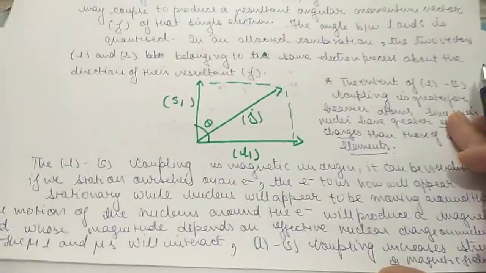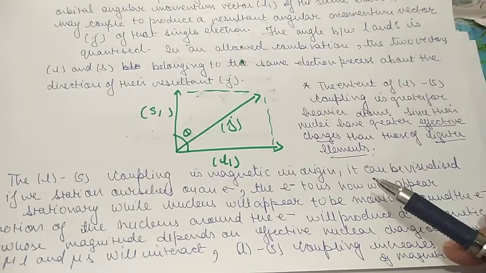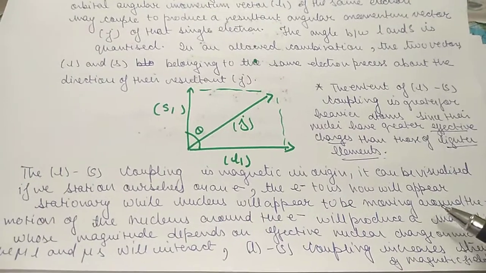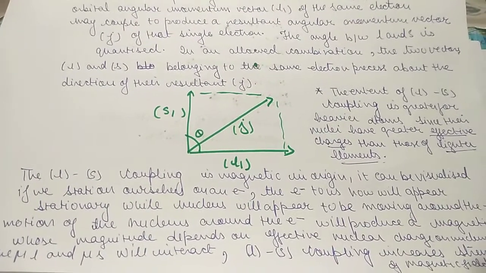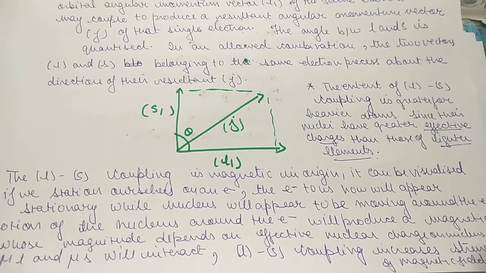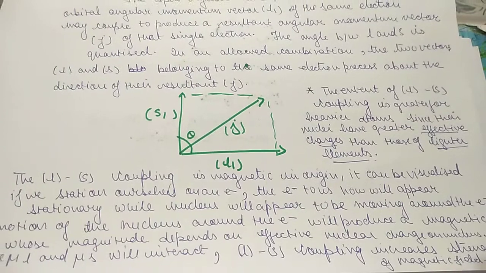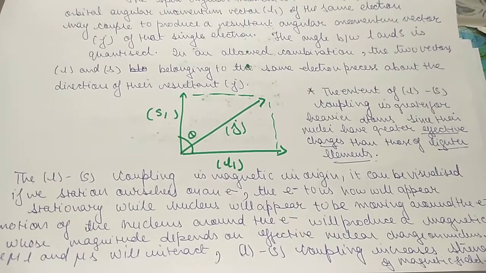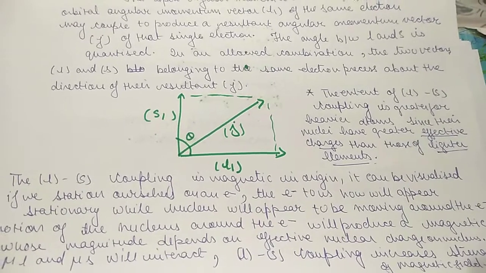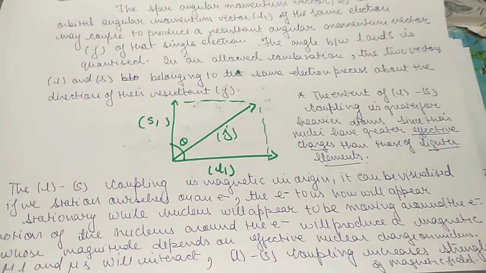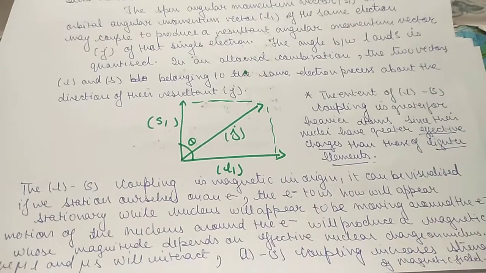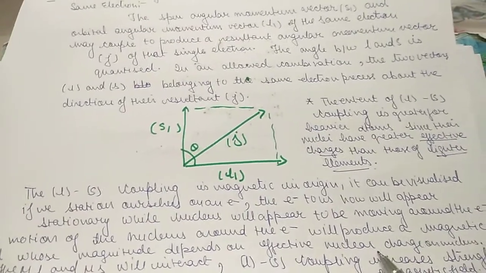Now, very important, the LS coupling is magnetic in origin. So how can it be visualized? If we station ourselves on an electron, the electron will appear stationary to us. Keep yourself in the position of the electron, and you will find that the electron appears stationary, but you will feel that the nucleus is revolving around you, right? So the electron will appear stationary, while the nucleus will appear to be moving around the electron.